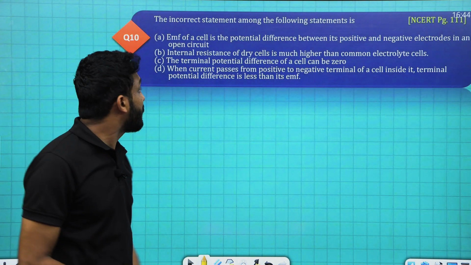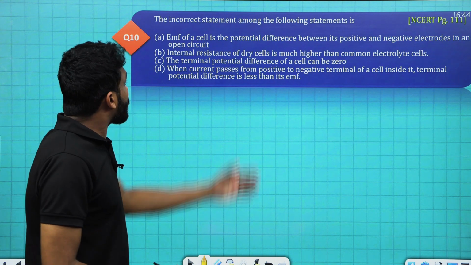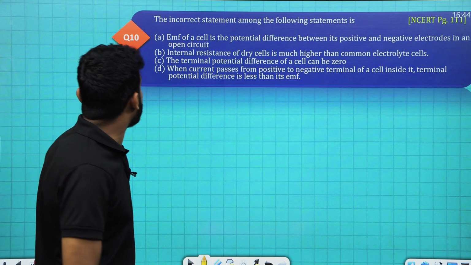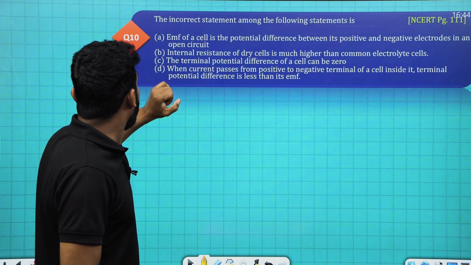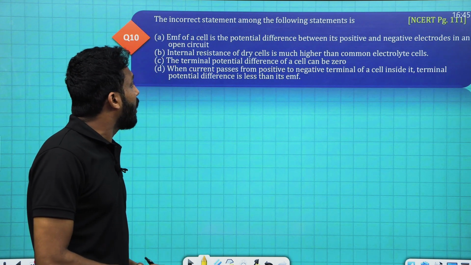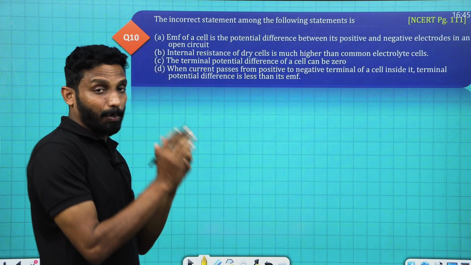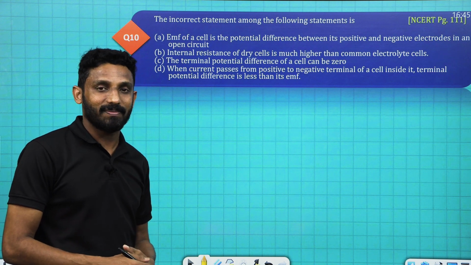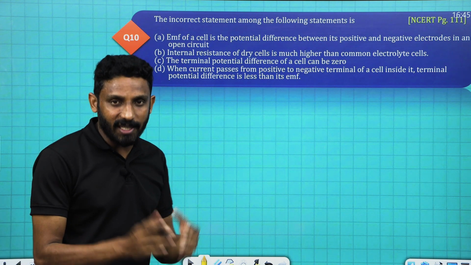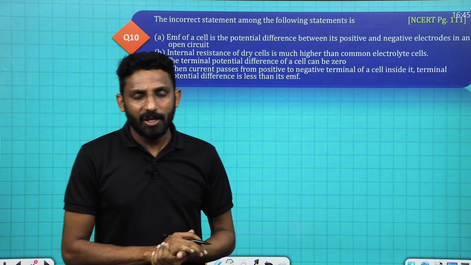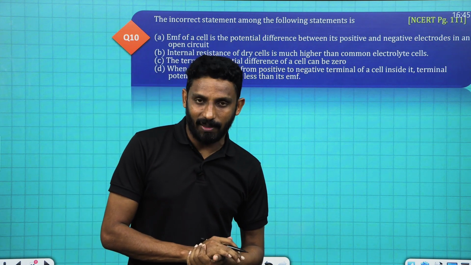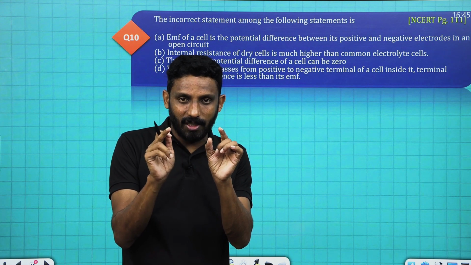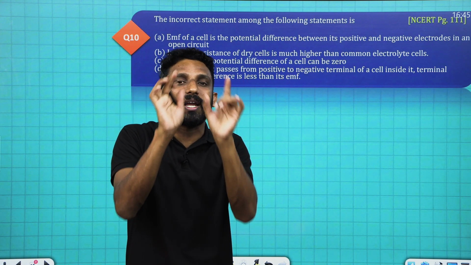Number 10. Listen. The incorrect statement among the following statements. Option A: EMF of a cell is the potential difference between its positive and negative electrodes in an open circuit. That is true. That is the definition of the EMF itself. What is the EMF of a cell? That is the potential difference between the electrodes if it is not connected to an external circuit.